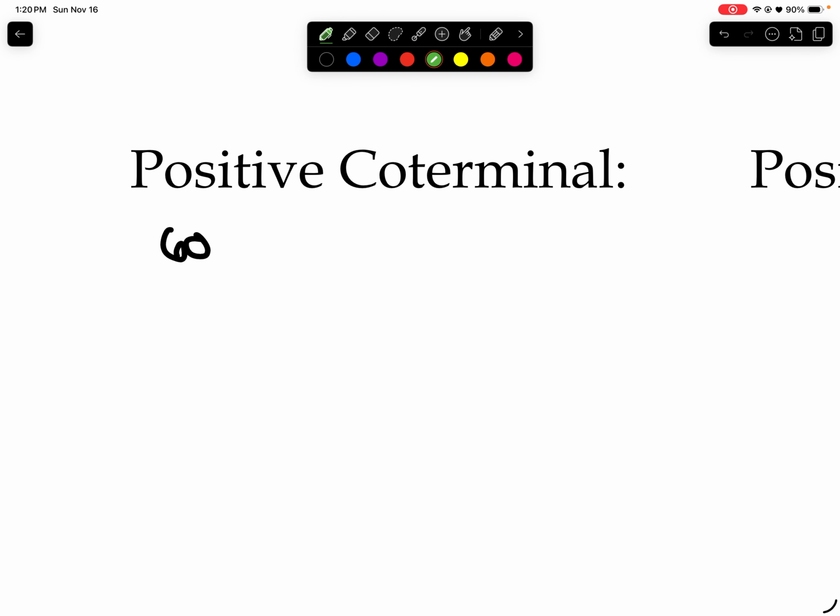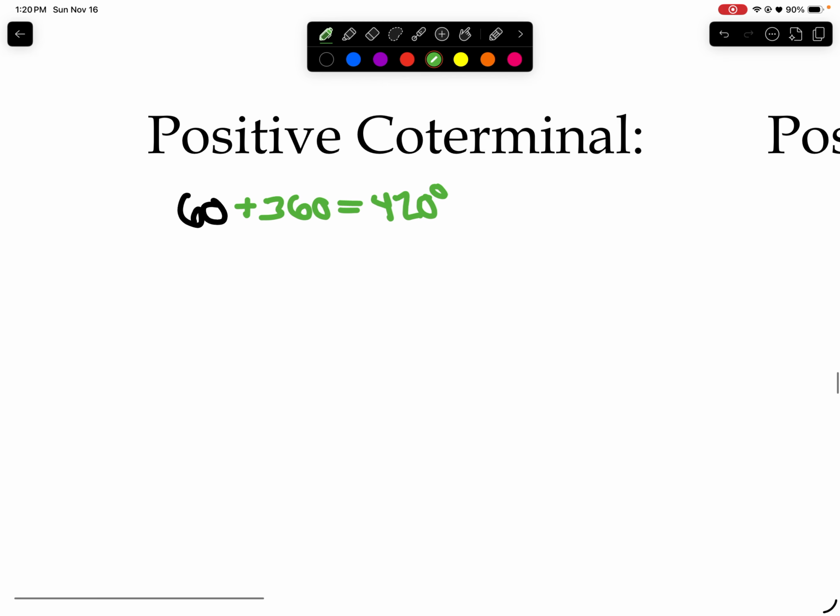So for positive, I'm going to add 360. When I add 360, that's going to give me 420 degrees. Okay, and then I want to find another coterminal. So I'm going to take that 420 degrees and add another 360. That's going to give me 780 degrees.